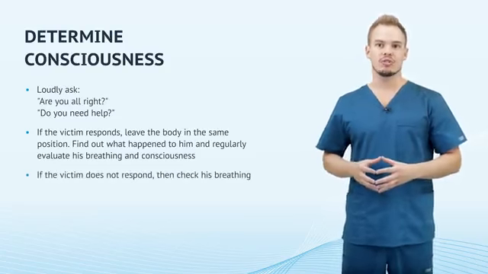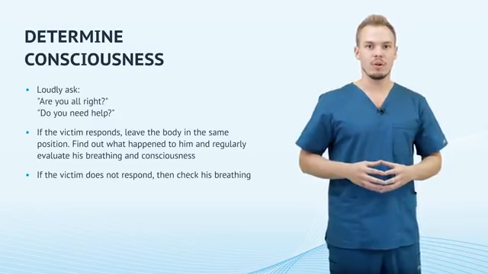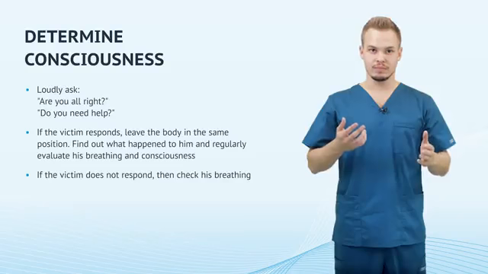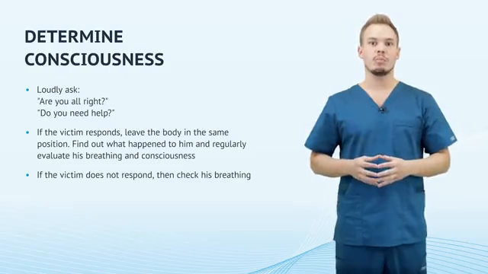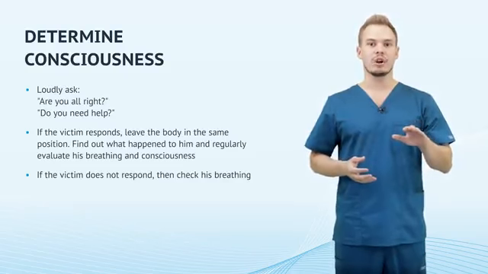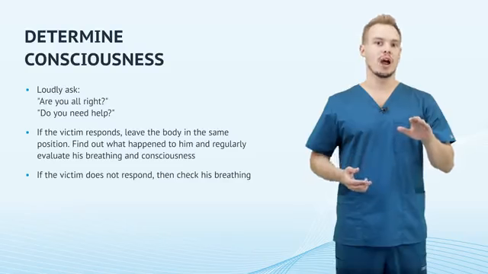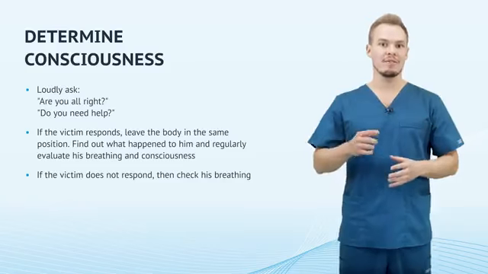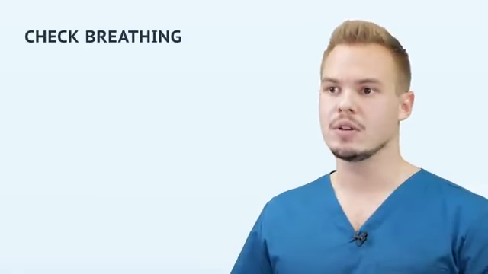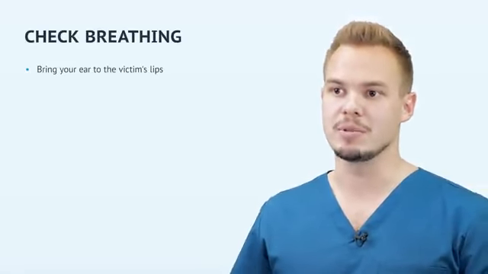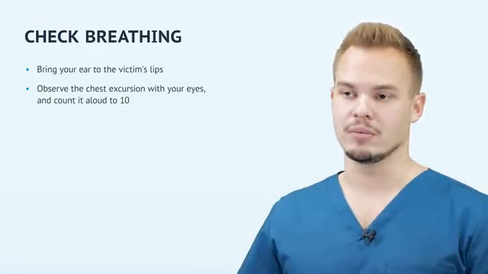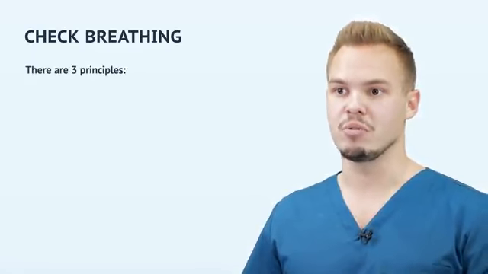If the victim does not respond, check the breathing. The breath test is determined by tilting the head and lifting the chin. To do this, place one palm on the victim's forehead, grab his lower jaw with 2 fingers of your other hand, and carefully tilt the head back. Inspect the oral cavity for foreign objects. Next, bring your ear closer to the victim's lips, observe the chest excursion with your eyes, and count out loud to 10. Again, there are 3 principles.